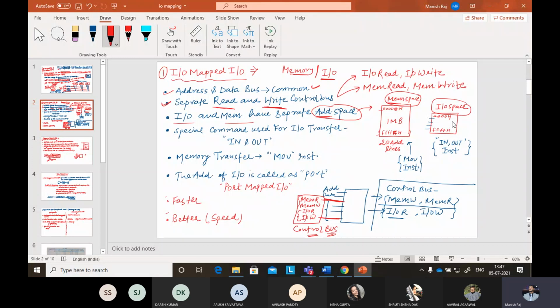That's why it is isolated, and that's why I am saying that it is isolated mapping also. The word isolated comes from here, because the IO device is taking different address spaces rather than the memory space. That's why we are saying that it is isolated mapping.